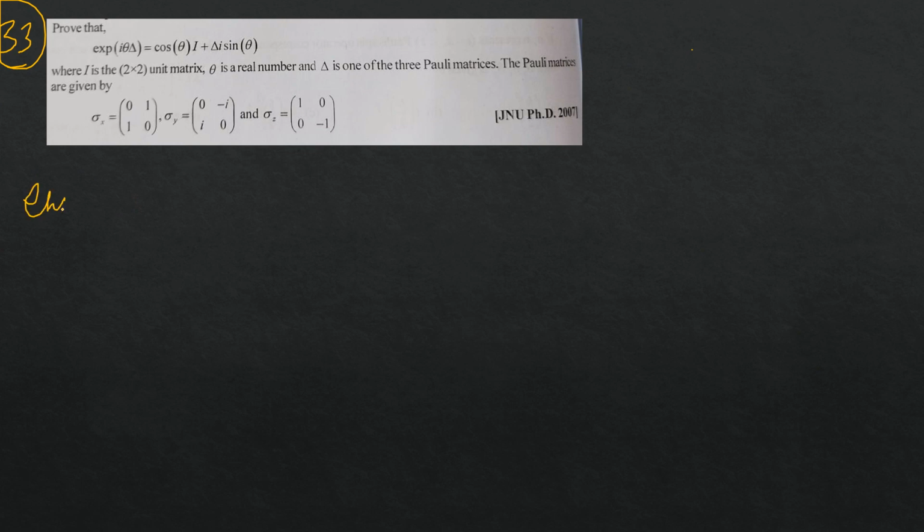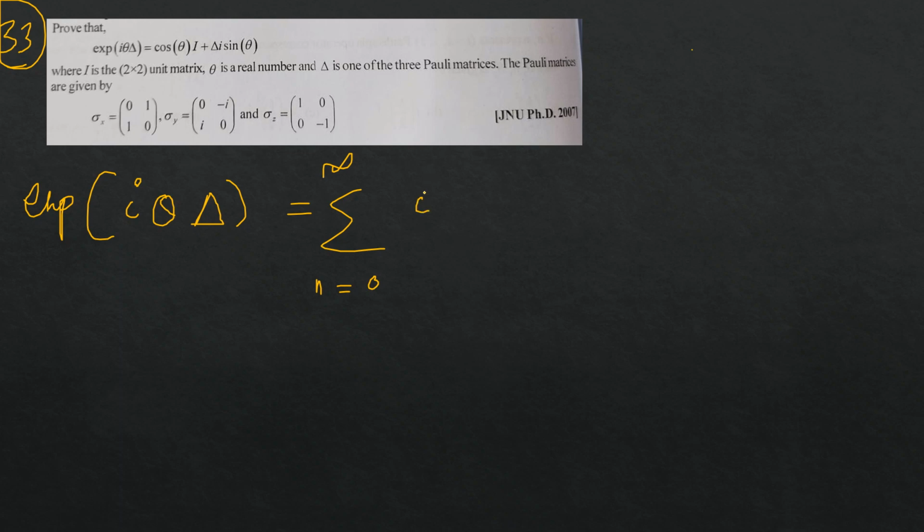I will solve it. Pause the video and try to solve. See, exponential i theta delta is equal to what? See, this is the formula here. You have to remember this one. Summation n is equal to 0 to infinity, i to the power n, theta delta to the power n, whole divided by n factorial, is equal to how much?